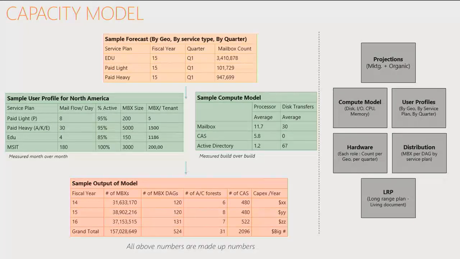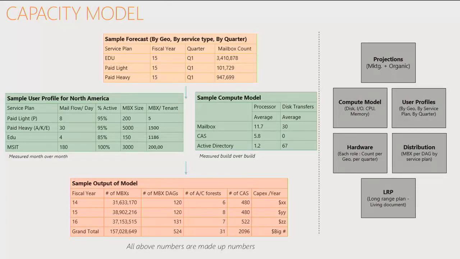Along with our user profiles, we also do our compute model. So this is like, when you're doing a single mail flow, how many cycles or how many disk IOs are you doing per server type, be it mailbox, CAS, or Active Directory. These user profiles are built, iterated, and plugged into our capacity model on a monthly basis. But the compute models are updated almost on a daily basis because we are churning out new bits daily.